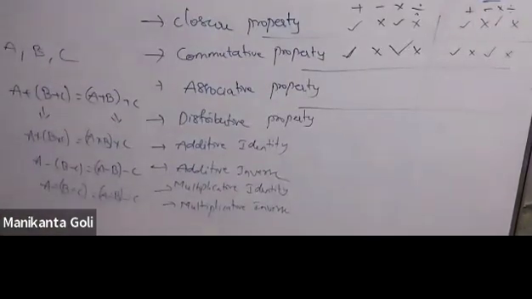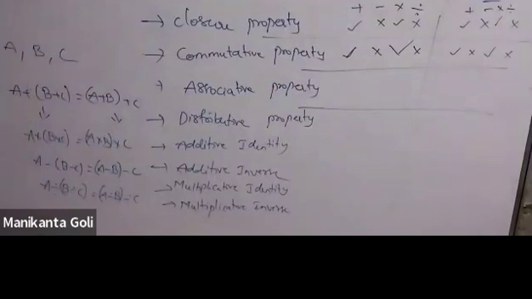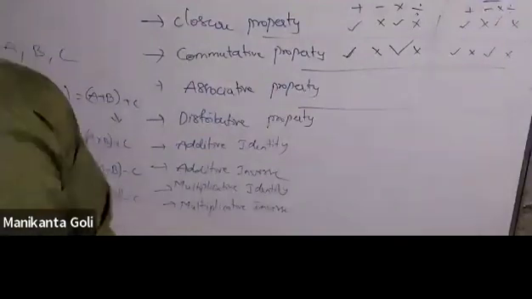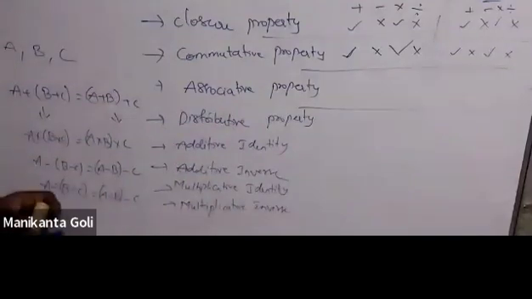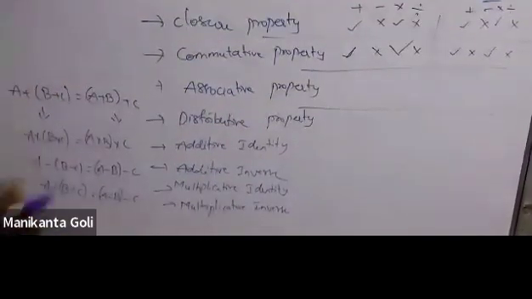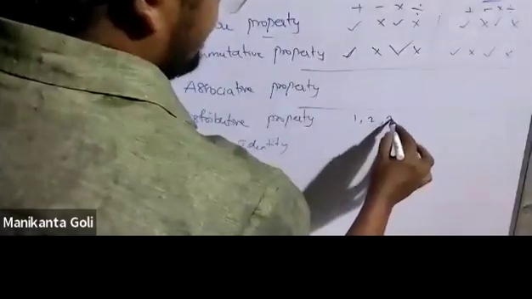So let us check for natural numbers and whole numbers. Coming to natural numbers, for addition, take an example. Take three numbers: 1, 2, 3.